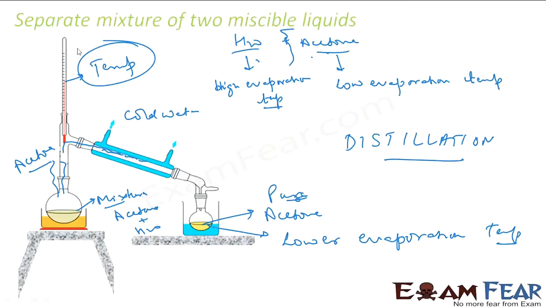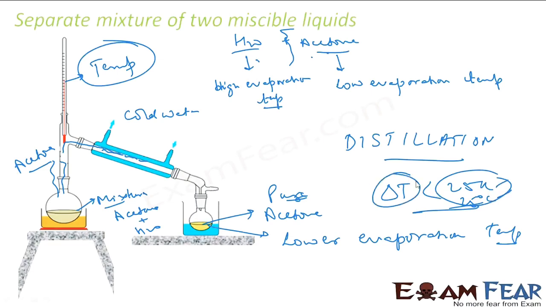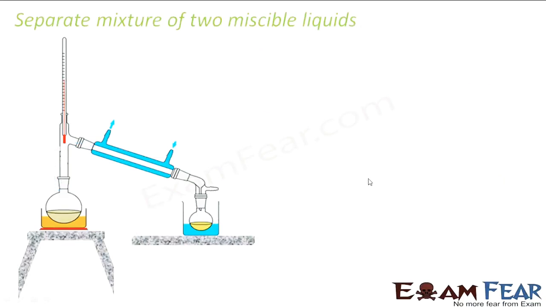Okay, but if the temperature difference between these, delta T, is less than 25 Kelvin or 25 degrees Celsius, why am I putting both? Because when you talk about a difference, Kelvin or Celsius is all the same. So if the difference is less than 25 Kelvin or 25 degrees Celsius, then we use fractional distillation. So if delta T is less than 25 K, then we use something called fractional distillation. That is different from distillation. I'll show you.